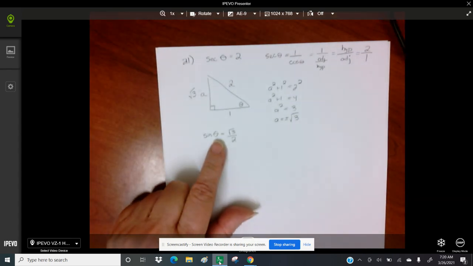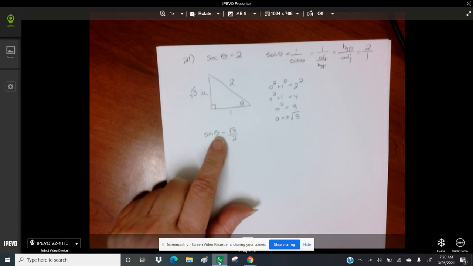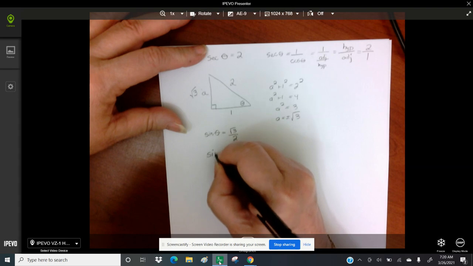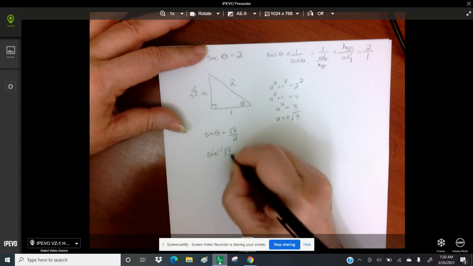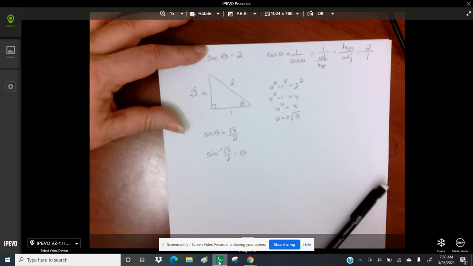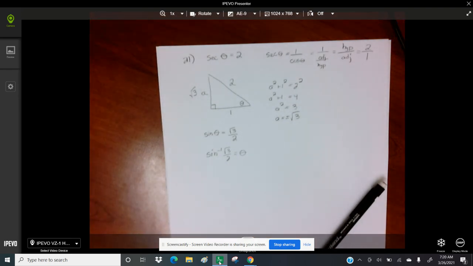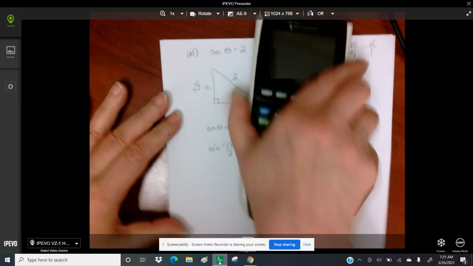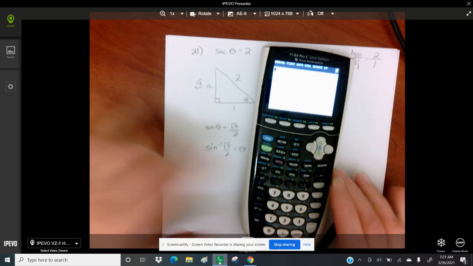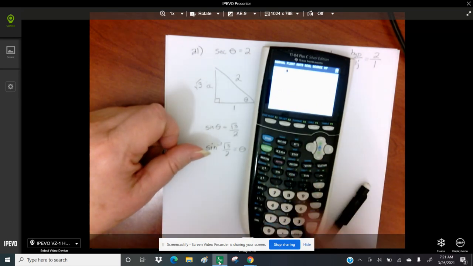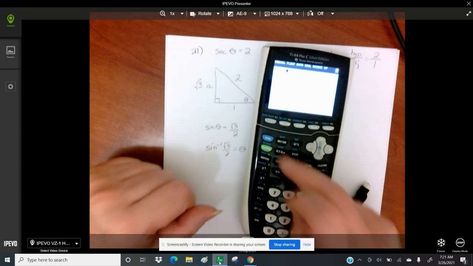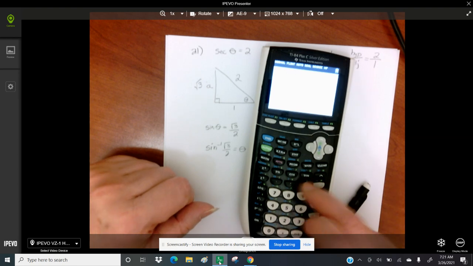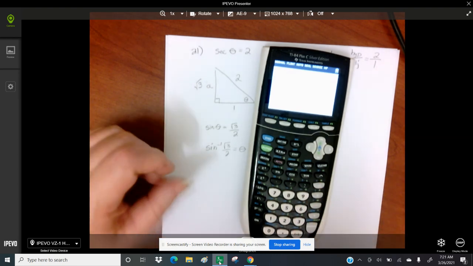If I want to find the angle, I always have to use the second button on my calculator. It's really finding the arc sine of the square root of 3 over 2 is going to equal the angle. So if I go to my calculator, and I'm going to go second sine, and I'm going to type in the square root of 3 divided by 2. And I'm going to get 60 degrees.